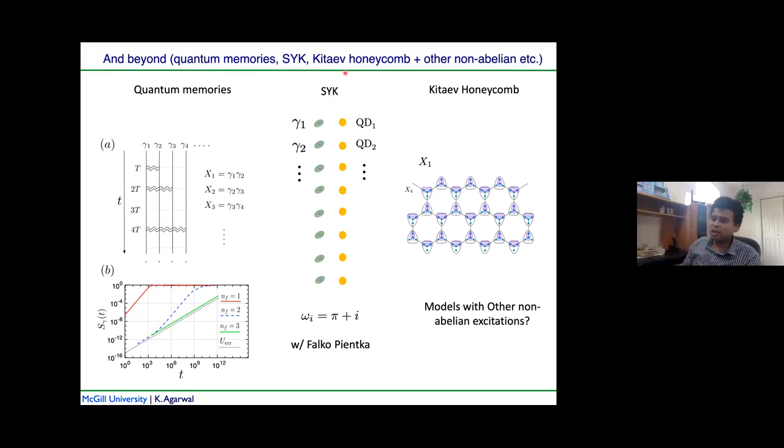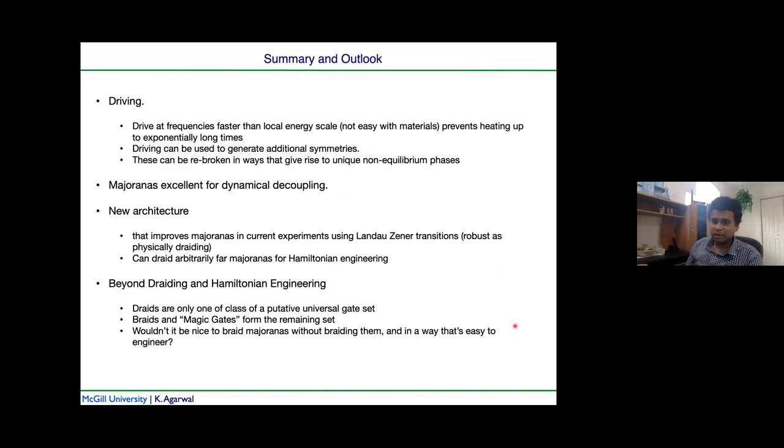You can create SYK. One doesn't have to just do periodic double braiding. If one is a little bit more creative, and this has worked with Falco Pientka, you can imagine killing all quadratic couplings between Majoranas, leaving quartic couplings behind. You can imagine doing something similar with 2D models. If you have a 2D arrangement of Majoranas, trying to realize other non-abelian excitations, maybe this is something we're still thinking about. Okay, so that's basically what I wanted to talk about.